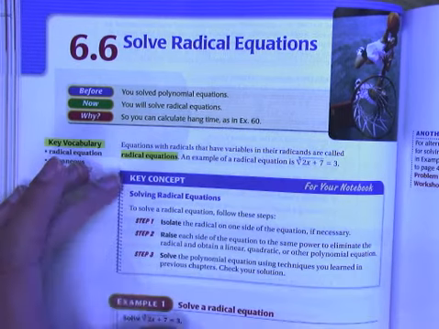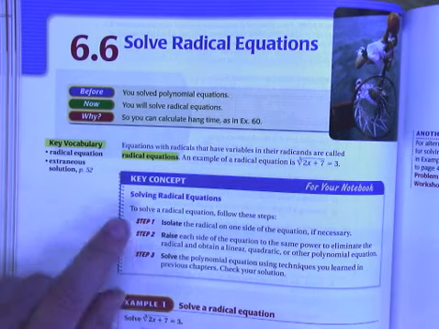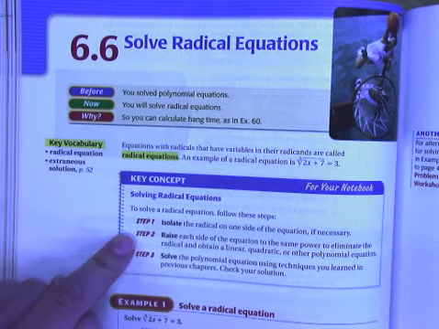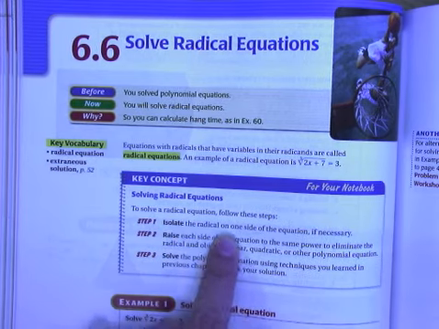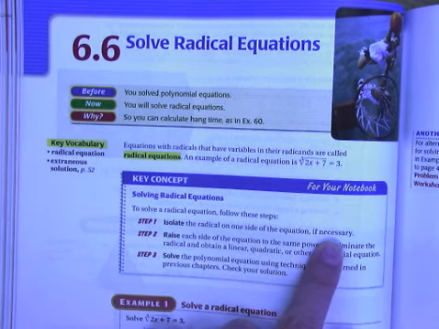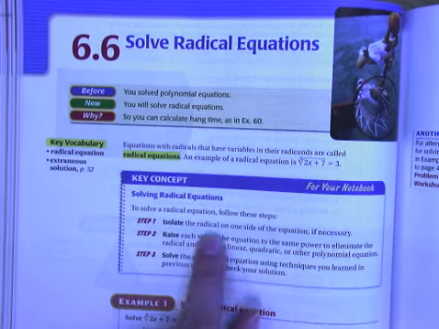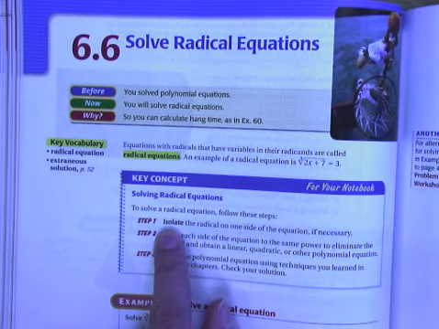So then I look at key concepts here, and we have some steps to solving equations. Now, if I were you, I wouldn't write this down verbatim. I would actually try and paraphrase it. So for instance, when I read step 1, isolate the radical on one side of the equation if necessary, maybe I would just say isolate the radical on one side. Or maybe instead of isolate, I would say get the radical by itself.